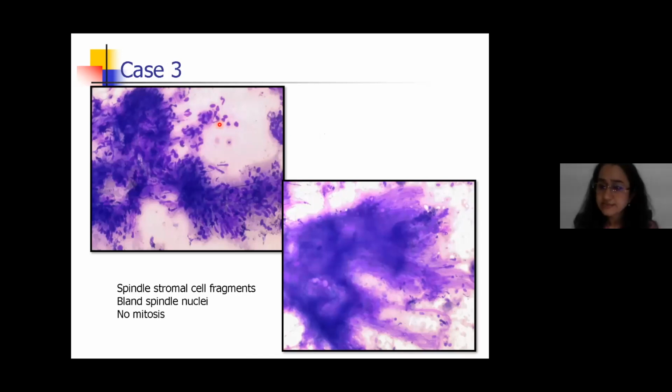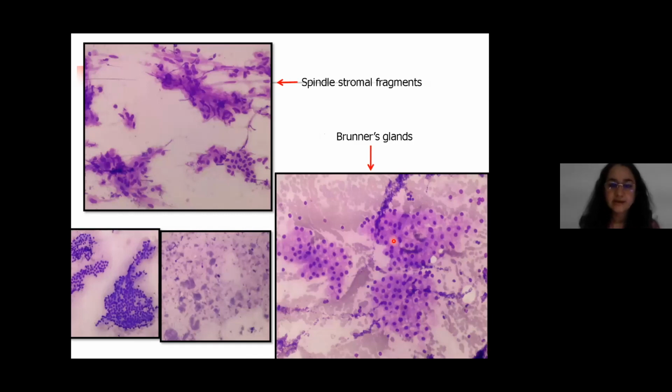So what did we see on the EUS FNA smears? The predominant component were these spindle stromal fragments, as you can see here, with very bland spindle nuclei within. Another fragment of this stromal fragment with these bland spindle nuclei. There were no mitosis, no significant pleomorphism. Here again, the spindle stromal fragments and cellular debris in the background, some benign pancreatic ductal epithelial groups. Another feature seen in the smears are these collections of cells which are polygonal with abundant foamy cytoplasm. These are the Brunner glands.